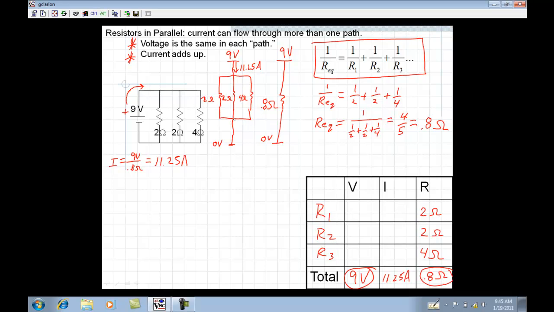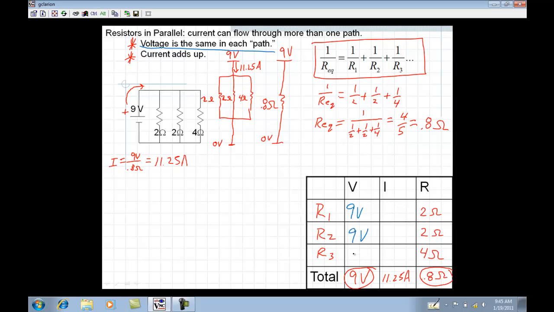So I've got 3 resistors, and I can actually figure out what the voltage is on each one because, number one, we were told that voltage is the same in each path. And also, if I go to the analogy and I think of these as each being 9 volts high, that's another way of thinking about it. So what am I going to put in for voltage for these resistors? I'm going to put in 9 volts.